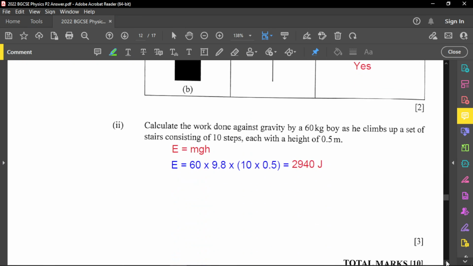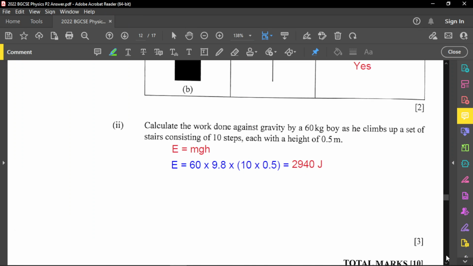All right, for part 2, calculate the work done against gravity by a 60 kg boy as he climbs up a set of stairs consisting of 10 steps, each with a height of 0.5 meters. And so, firstly, energy is equal to mass times gravity times height, because that is potential energy, and that is the energy that is due to gravity or against gravity. And so therefore, we're going to have 60 times 9.8, and for the total height, it will be 0.5 meters multiplied by the 10 steps, and so therefore get 2,940 joules.